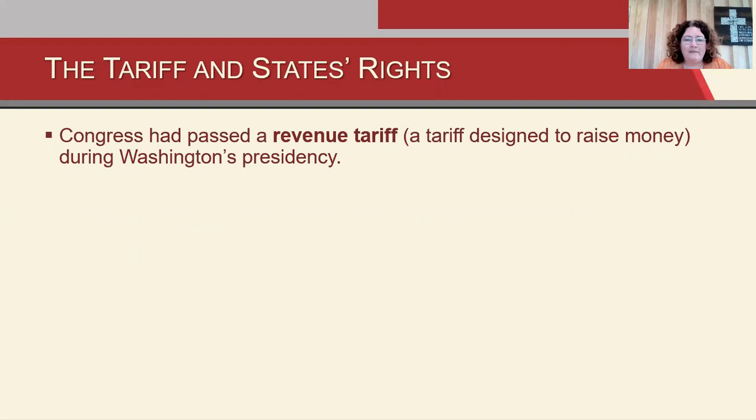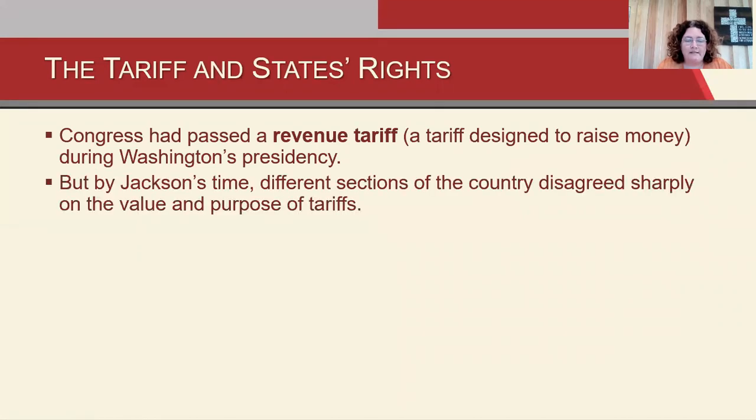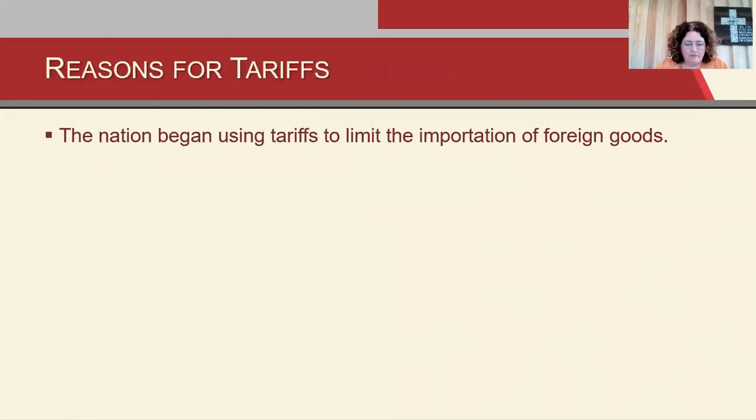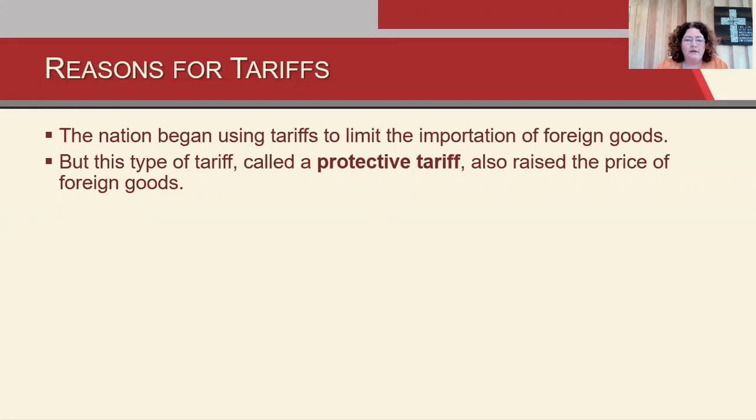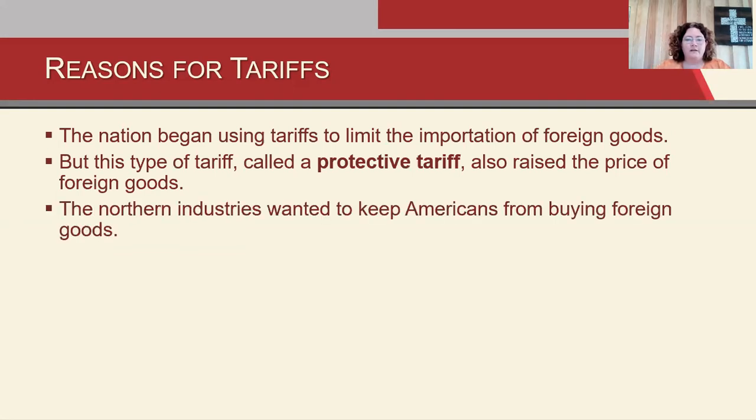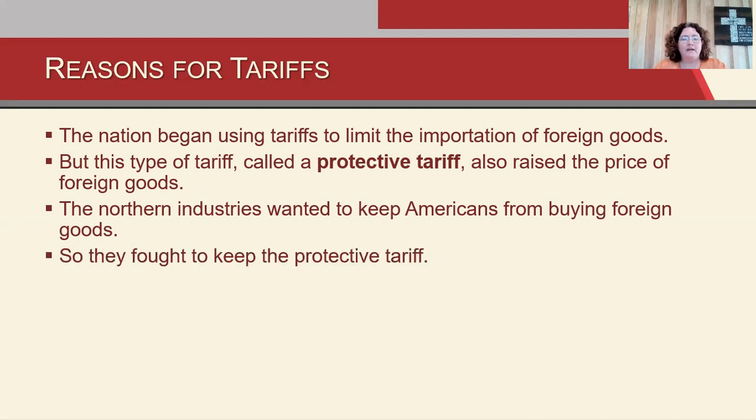So Congress had passed a revenue tariff during Washington's presidency. But by Jackson's time, different sections of the country disagreed sharply on the value and purpose of tariffs. The nation began using tariffs to limit the importation of foreign goods. This, the protective tariff that we talked about, raised the price of those foreign goods. Northern industries wanted to keep Americans from buying foreign goods so that you would buy from them instead. So they fought to keep the protective tariff.